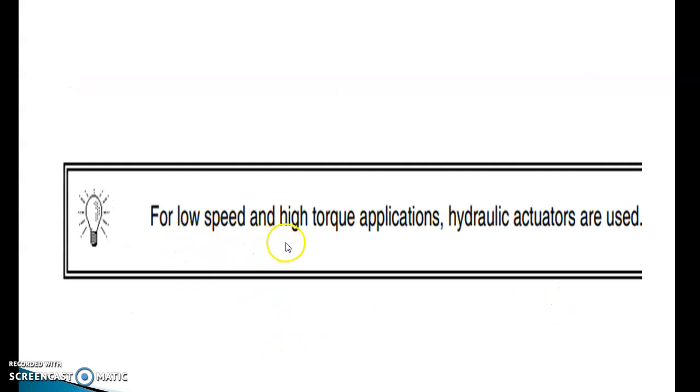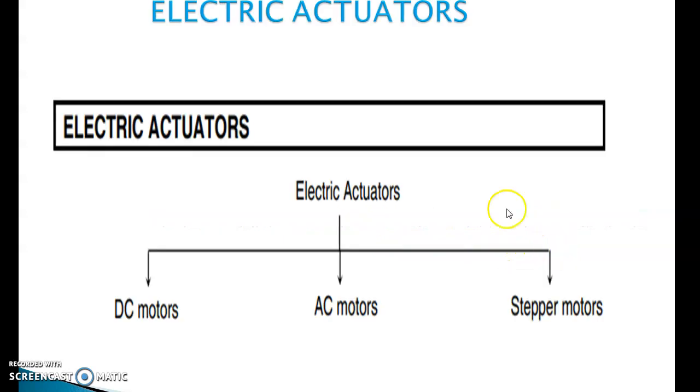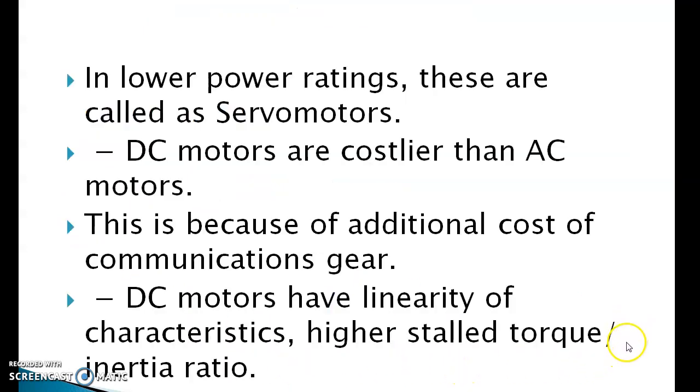For low speed and high torque applications, hydraulic actuators are generally used. Electric actuators are again of three types: DC motors, AC motors, and stepper motors. In lower power ratings, these are called servo motors. DC motors are costlier than AC motors. This is because of the additional cost of commutation gear.